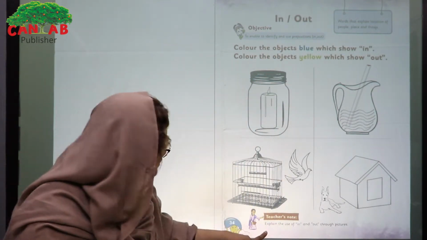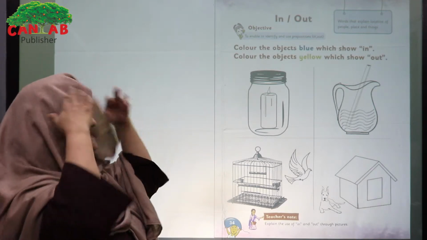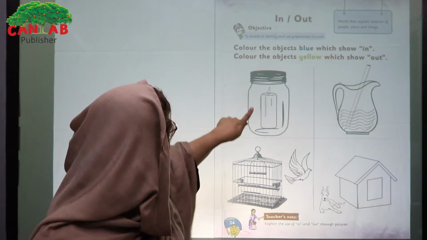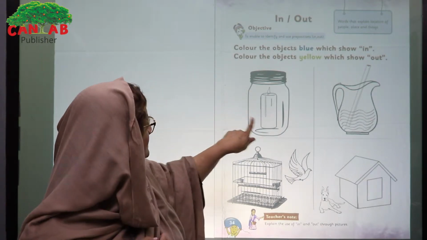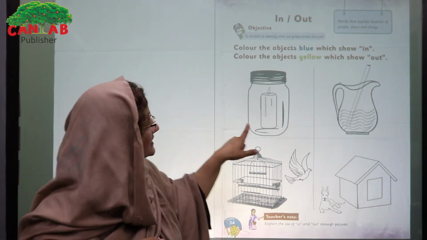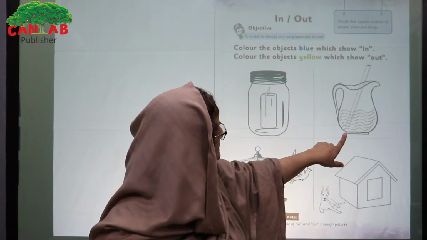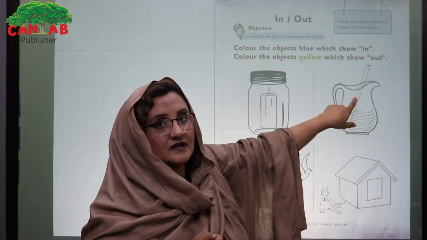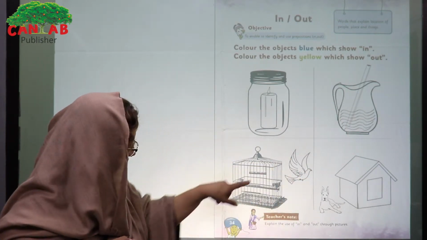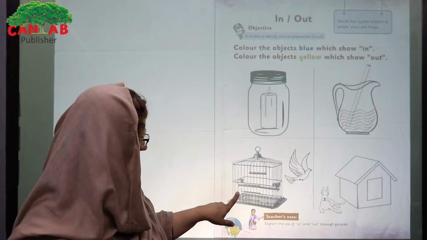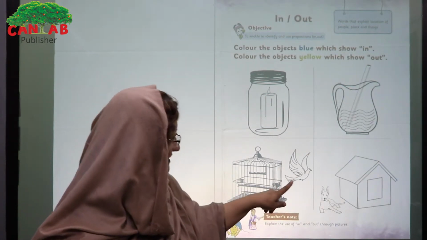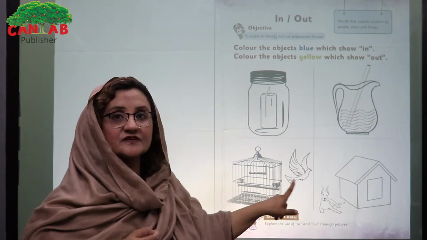After this, you can introduce the page of the book, and ask them about the pictures given in the book. So look at here. What is this? A jar. And what is there in the jar? A candle. There is a candle in the jar. And look at here. What is this? A straw, a pipe. And where is it? It is in the jug. Good. And what is this? A cage. And what is this? A bird. A bird is out of the cage.